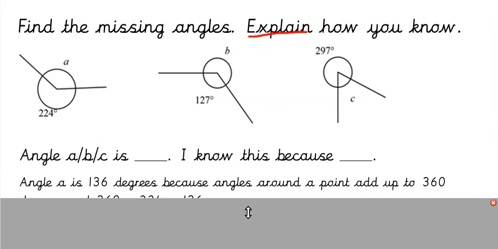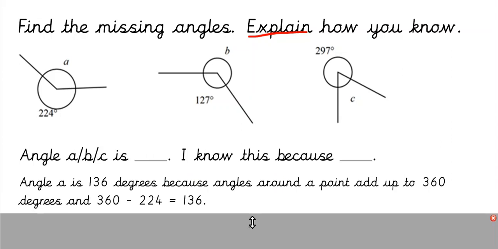Okay, then let's have a look. So, angle A is 136 degrees because angles around a point add up to 360 degrees, and 360 minus 224 equals 136. You could have also said that angle A is an obtuse angle.